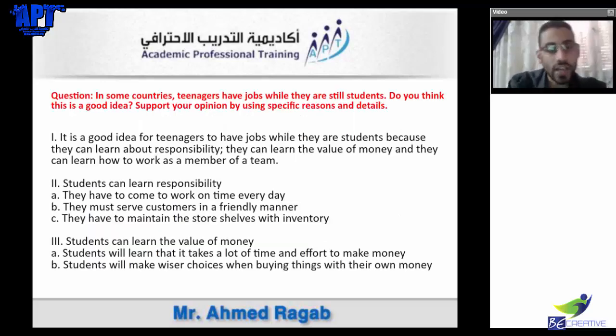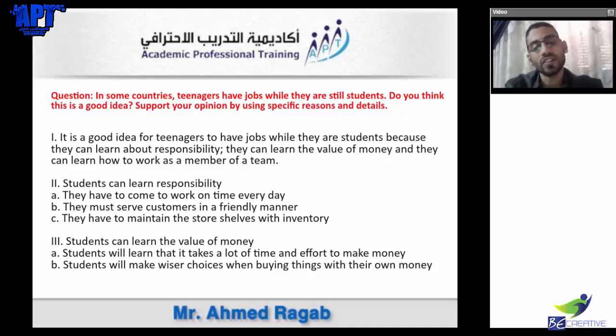Now first here, I have to make a paragraph from each one. So it's like this. It's a good idea for teenagers to have jobs while they are students because they can learn about responsibility. They can learn to value money and the value of money, and they can learn how to work as a member of a team. Now, to be responsible, for example, they have to come to work on time every day. They don't come late because they know that they might get deducted from their salary.